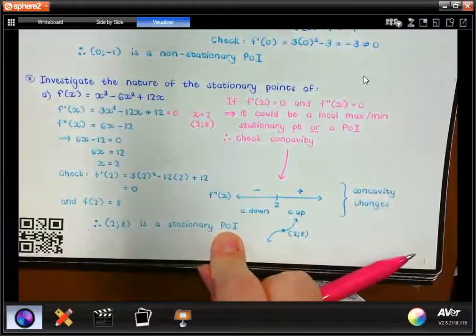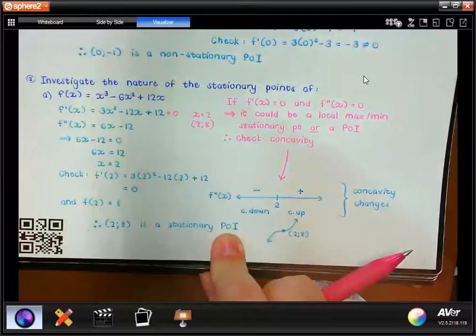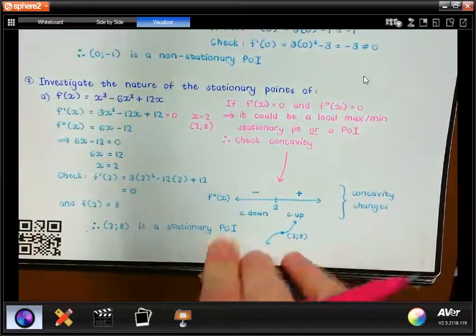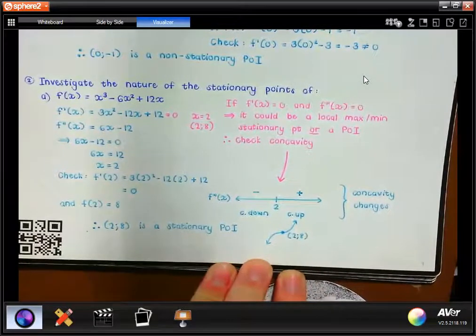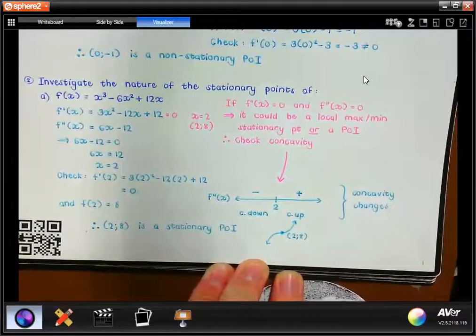So that's what they say when they say investigate the nature. You have to actually classify that. Okay, you can't just leave it as my turning point is (2, 8) and my point of inflection is (2, 8). You have to pull it together and actually say it's a stationary point of inflection. Okay, that's what they're looking for.